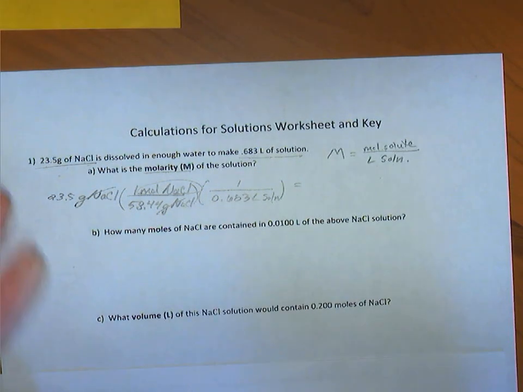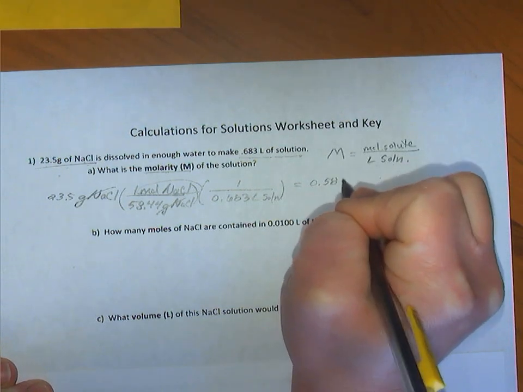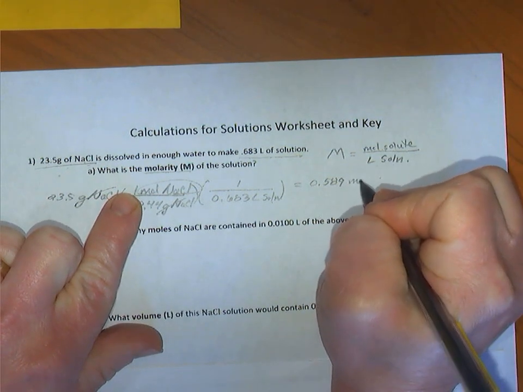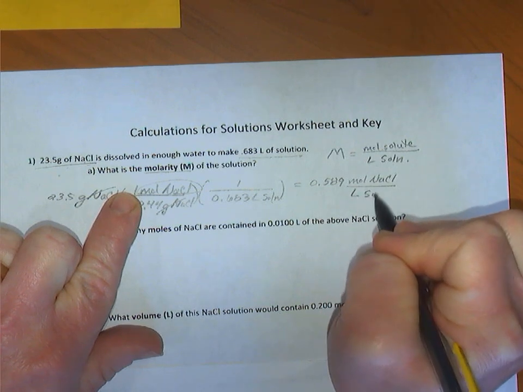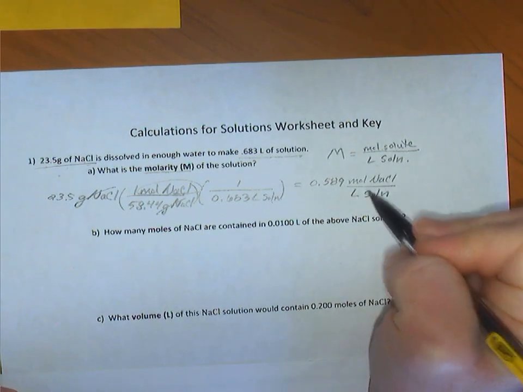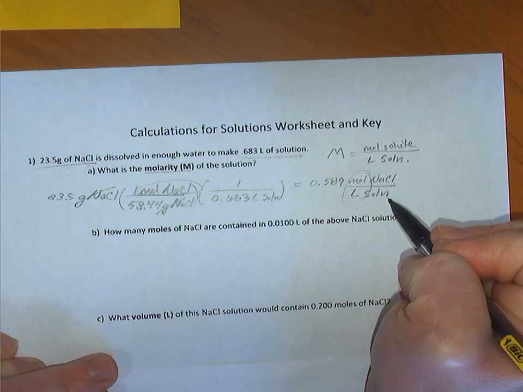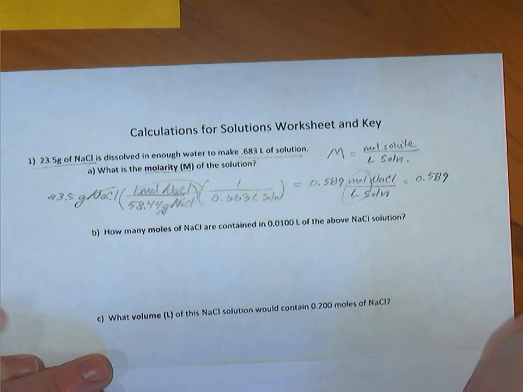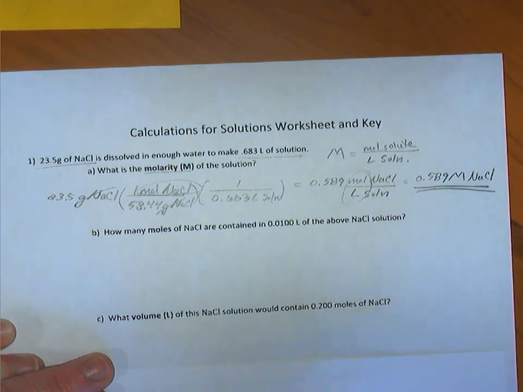So when I work out my math, I'm allowed 3 sig figs. This will be 0.589. Now my units end up being moles of NaCl, and we always want to reference what our solute is, per liter of solution. You can leave this, but we can also understand that moles of solute per liter of solution is molarity. So another way we could write this is 0.589 big M NaCl. That is our answer. All right, let's move on.